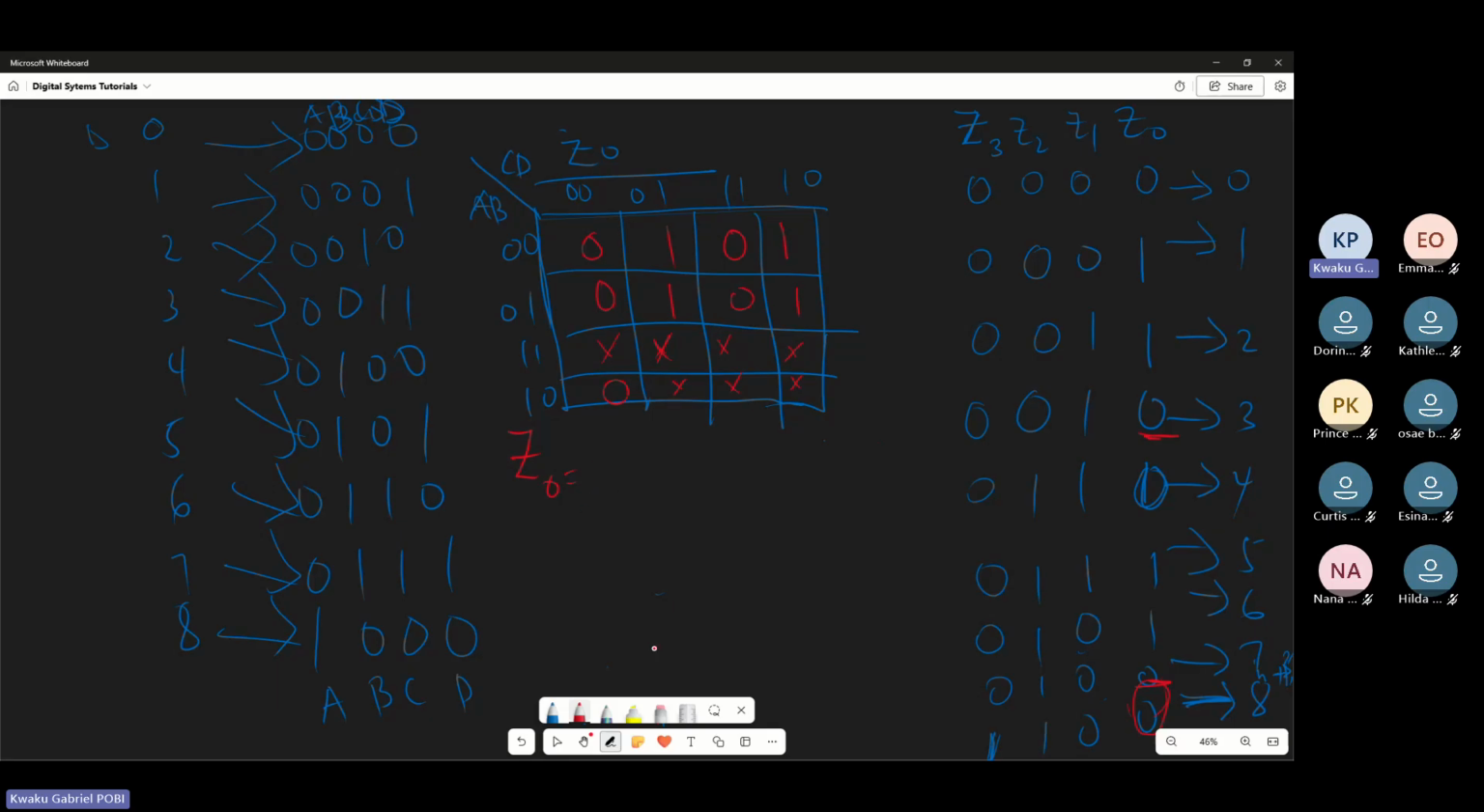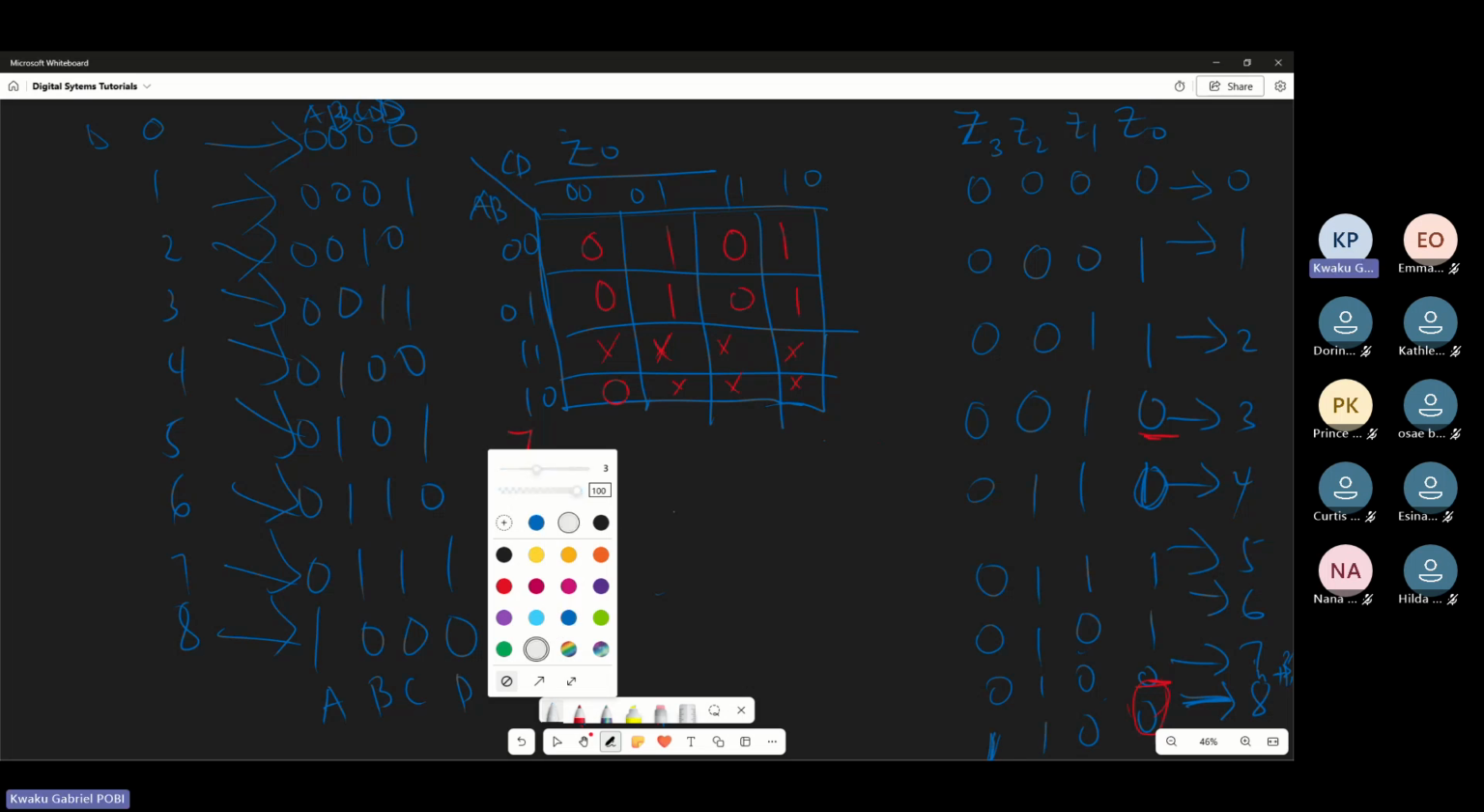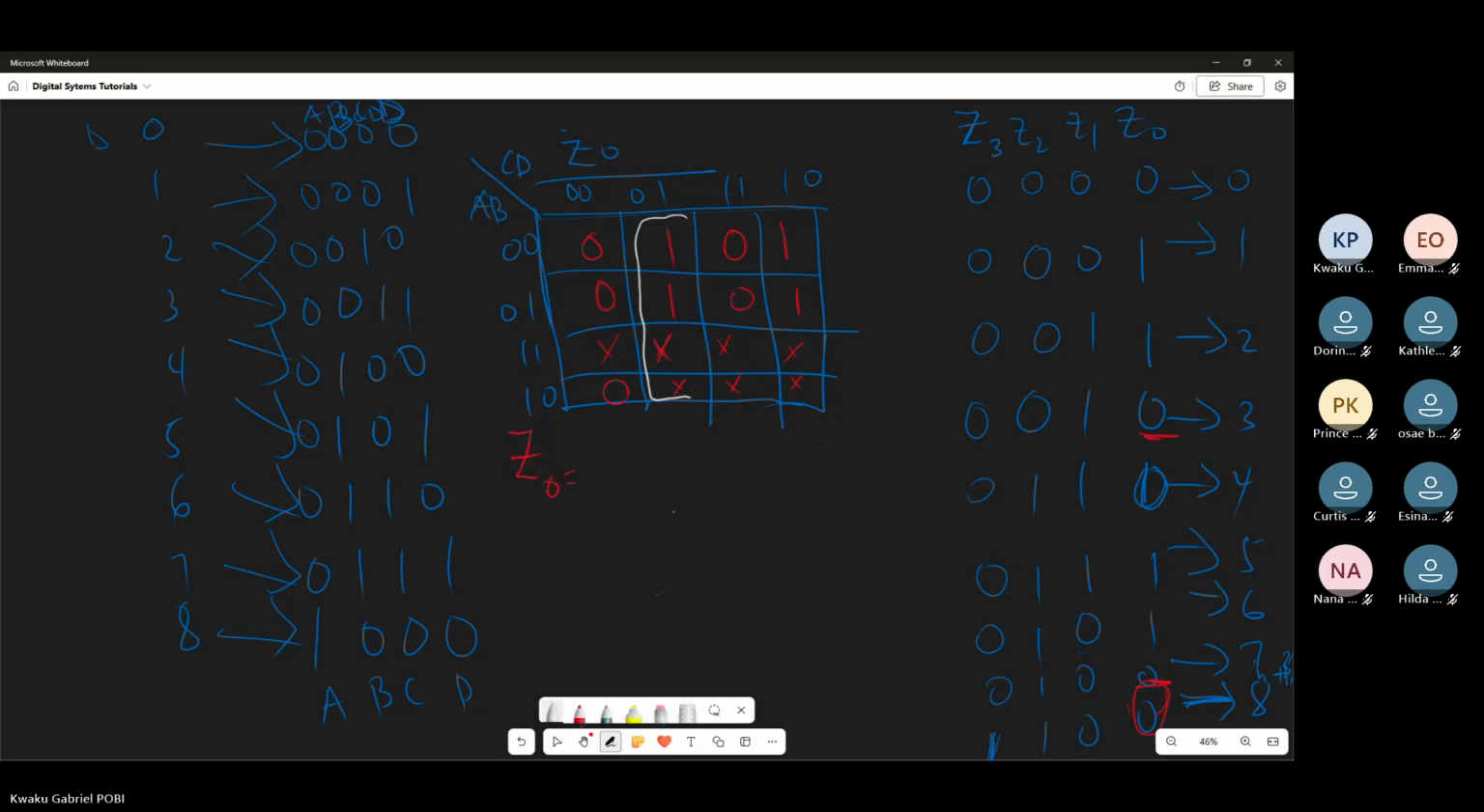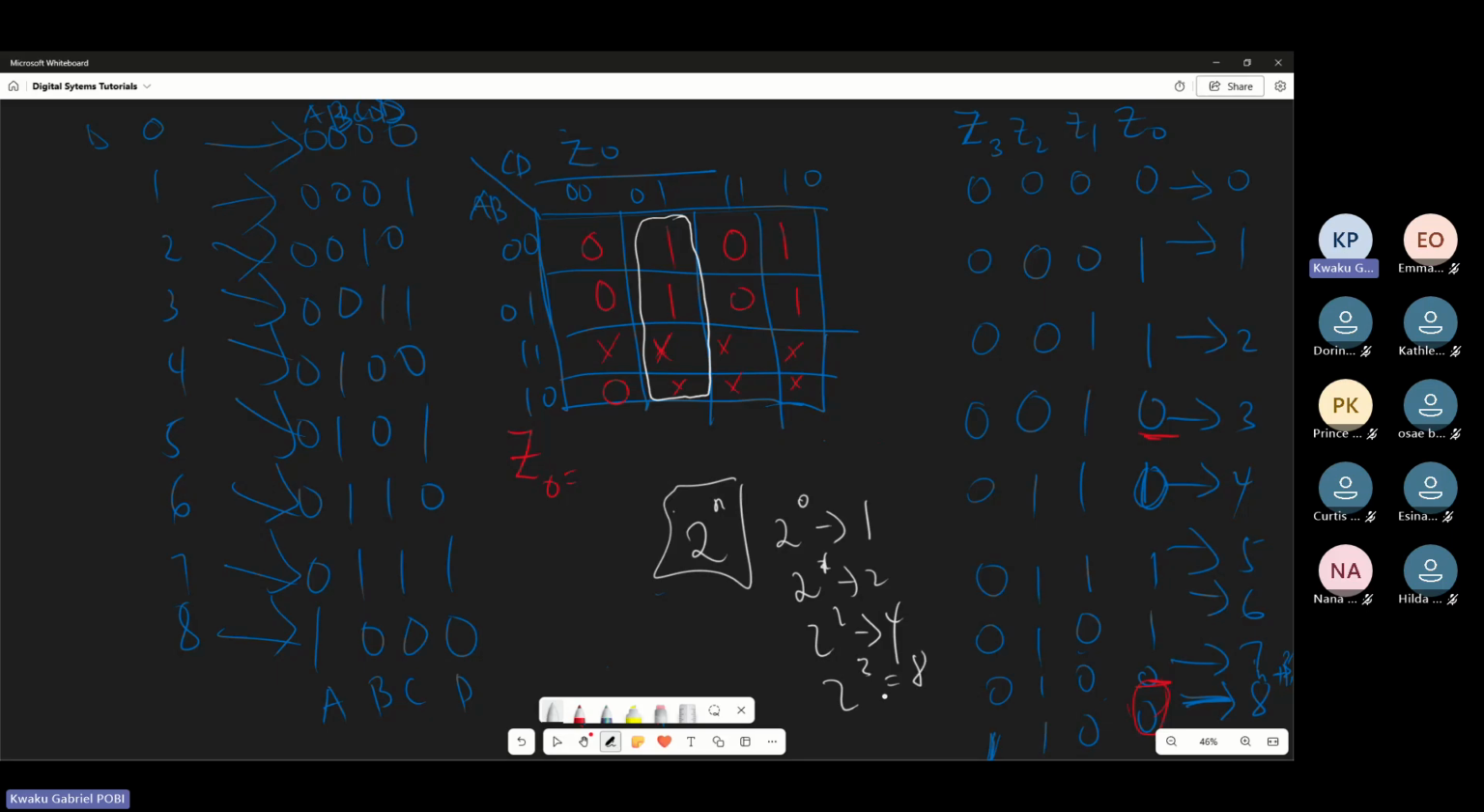So in this case, it's clear that if I go with this, I can combine. When you are doing the combination, you can do combinations of 2 to the power n. So you can do 2 to the power 0, which is 1, 2 to the power 1, which is 2, 2 to the power 2, which is 4, 2 to the power 3, which is 8. So you can't do 3 combinations. No, it wouldn't work. So here, I can group 4 of them using these 2 groupings. Sorry, not XOR, groupings.